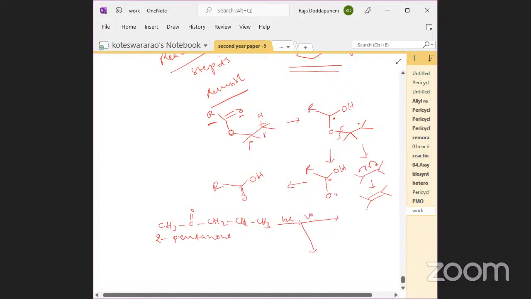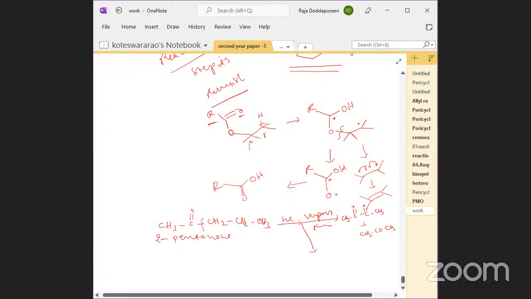Therefore, it takes two paths. One is the vapor phase condition. Then it leads to the formation of Norrish type 1 product, that is alpha cleavage takes place. Alpha cleavage is taking place, that means a more stable radical is generated. Then it leads to the formation of diacetyl as the product, CH3, C double bond O, C double bond O, CH3, along with some acetone, CH3, CO, CH3, and some simple alkane. That means 3 carbons are there.